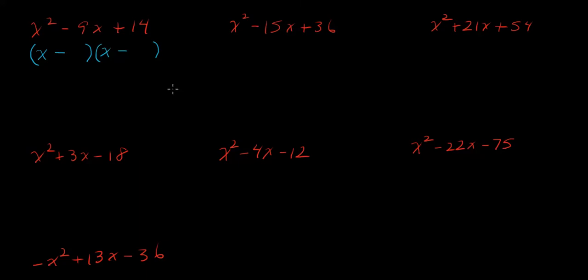Now, we are looking for two numbers that multiply to 14. Really, it's 1 times 14. That's how this works. But since the leading coefficient is 1, you can just think of it as 14. So we want two numbers that multiply to 14, but add to 9. Okay, not this sign, and this number.